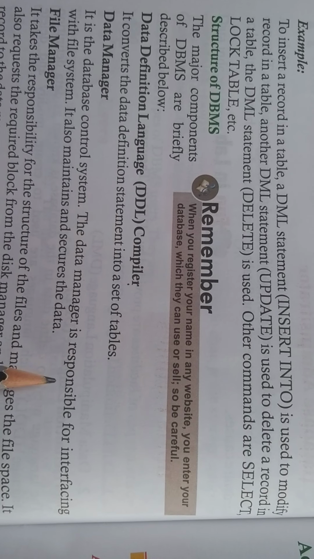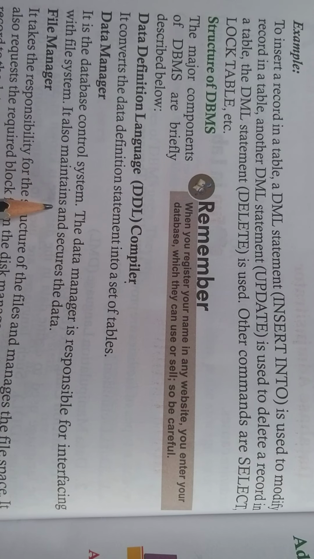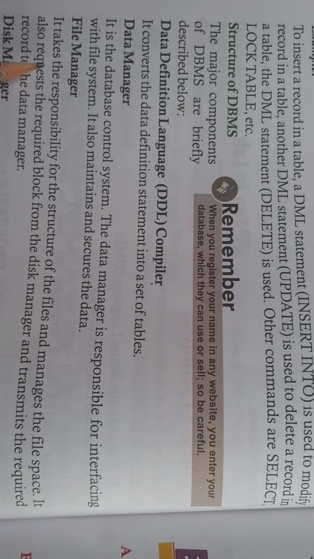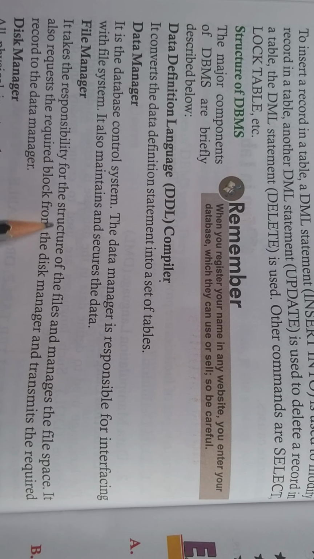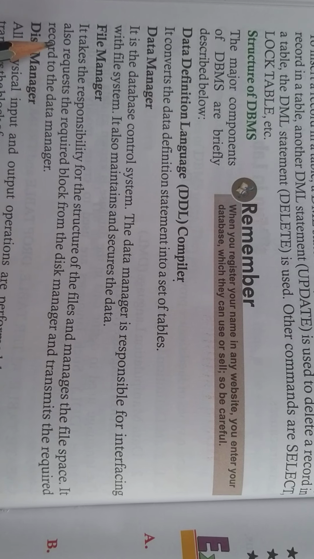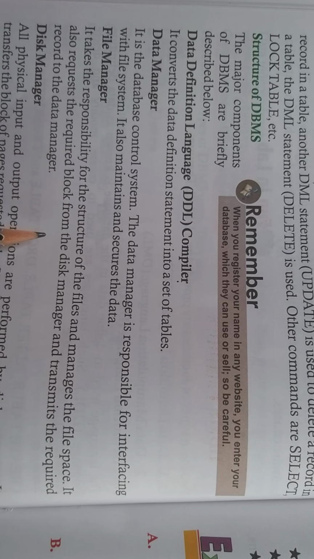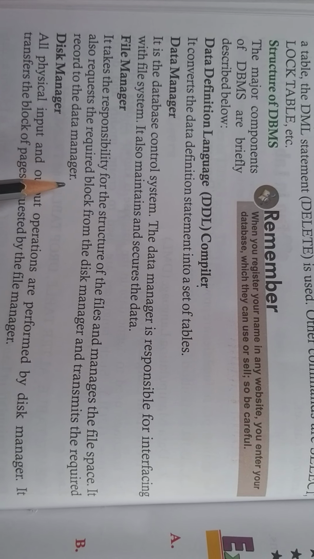The data manager is responsible for interfacing with the file system. It also maintains and secures the data. Next is file manager. It takes the responsibility for the structure of the files and manages the file space. It also requests the required block from the disk manager and transmits the required record to the data manager.